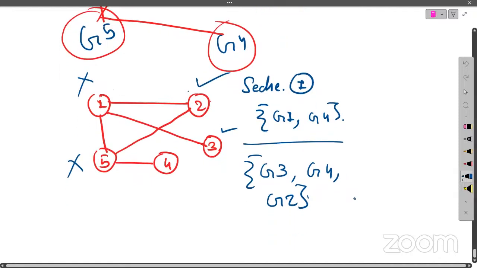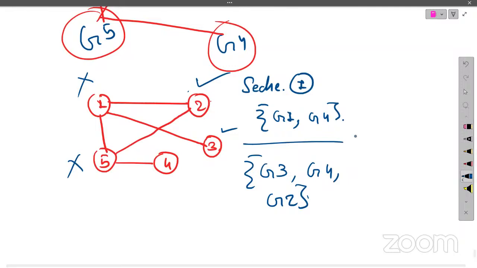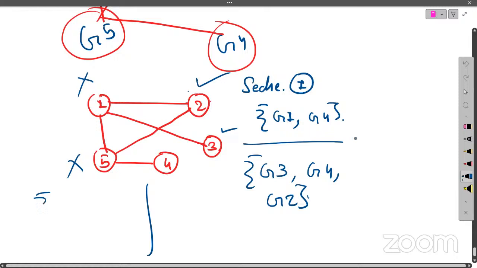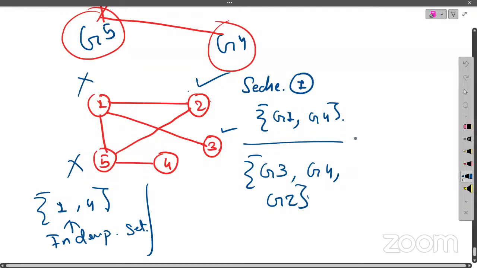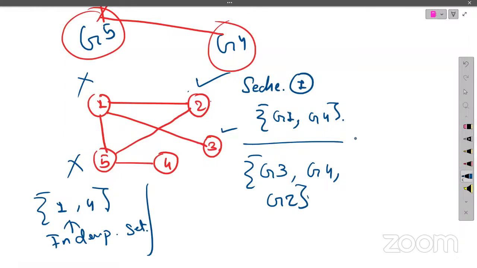So whatever schedule we make, these schedules are nothing but an independent set. If you consider the set 1, 4, then this is an independent set. Why is it an independent set? Can someone explain? Because they are not connected directly, they don't depend on each other. That's why it's an independent set.